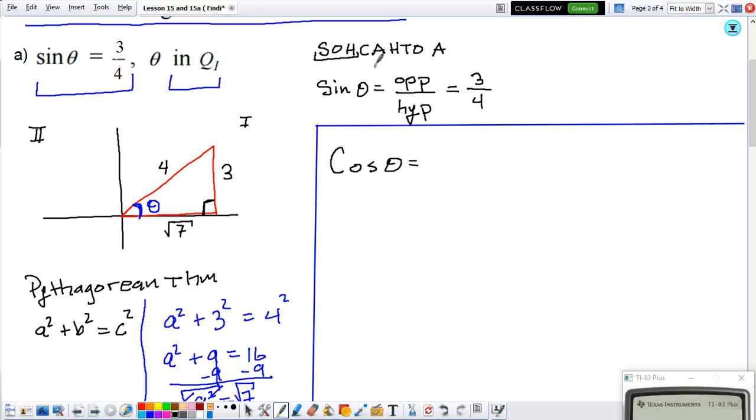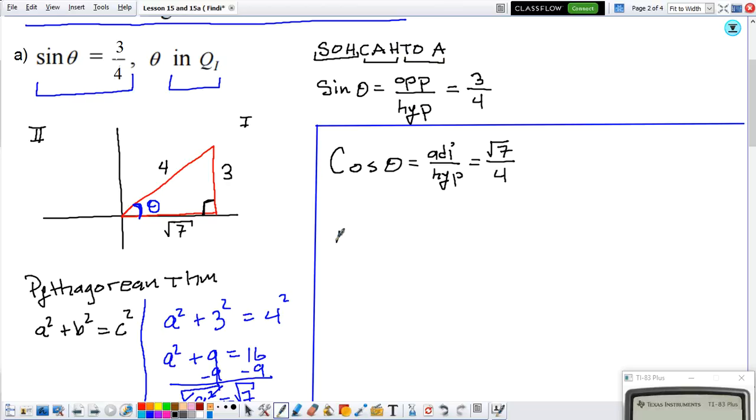Cosine from SOHCAHTOA, we know that cosine is adjacent over hypotenuse. So we're going to look at our triangle here. What's the value for my adjacent? We found it to be square root of 7, okay? And the hypotenuse is 4. So that means that cosine is equal to square root of 7 over 4. And that's it. Now let's find tangent.